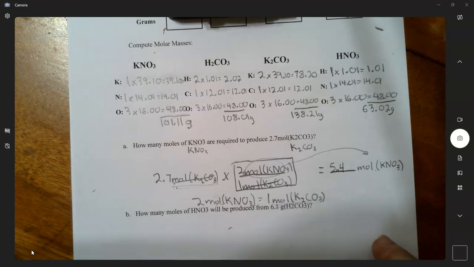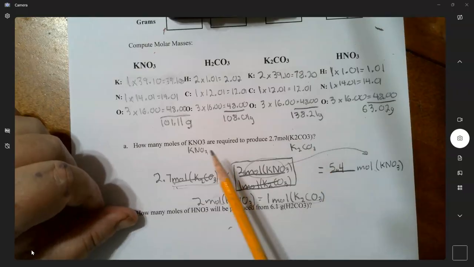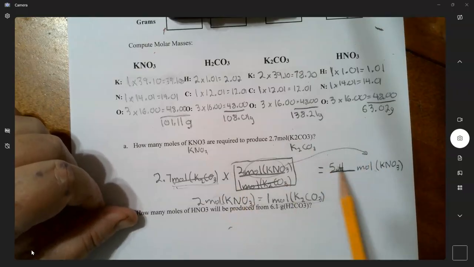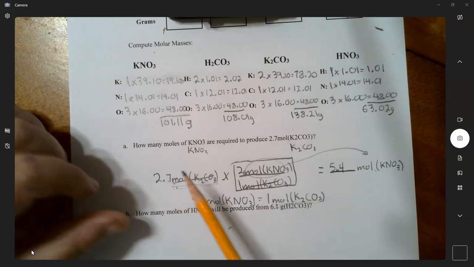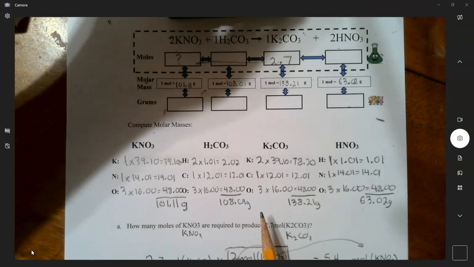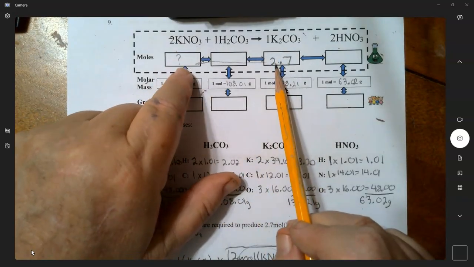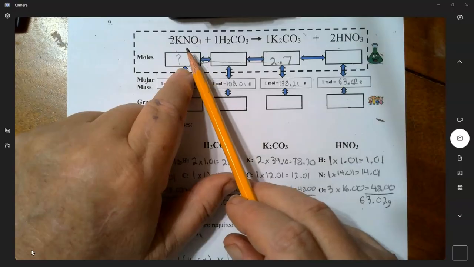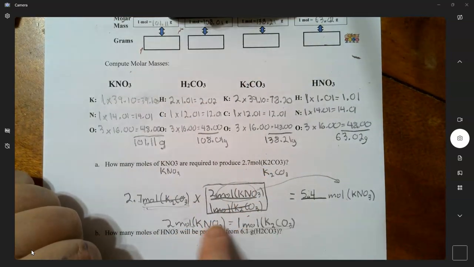Okay, so this is one of the easy ones, so I worked out the steps. You're trying to end up with moles of KNO3. You start with 2.7 moles of K2CO3. Your equivalency comes from the equation between these two. So it's 2 moles KNO3, 1 mole K2CO3. So that's your equivalency that you write down here.